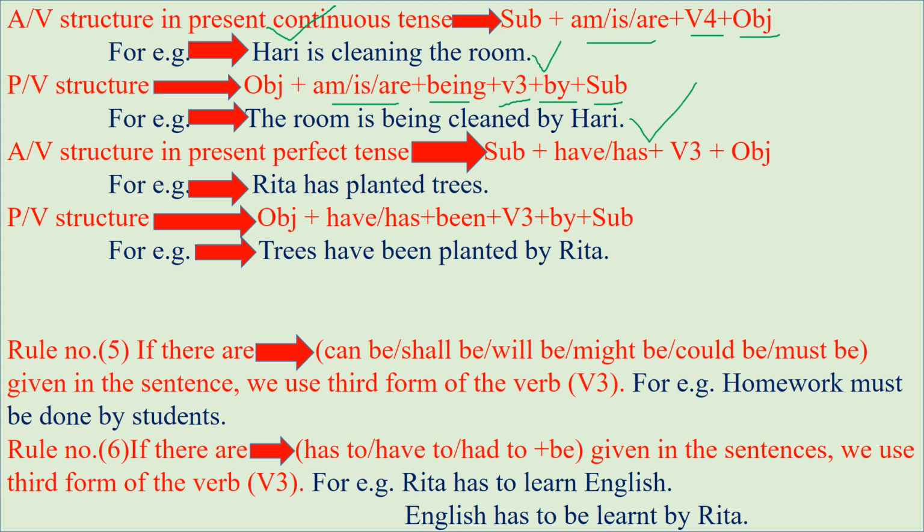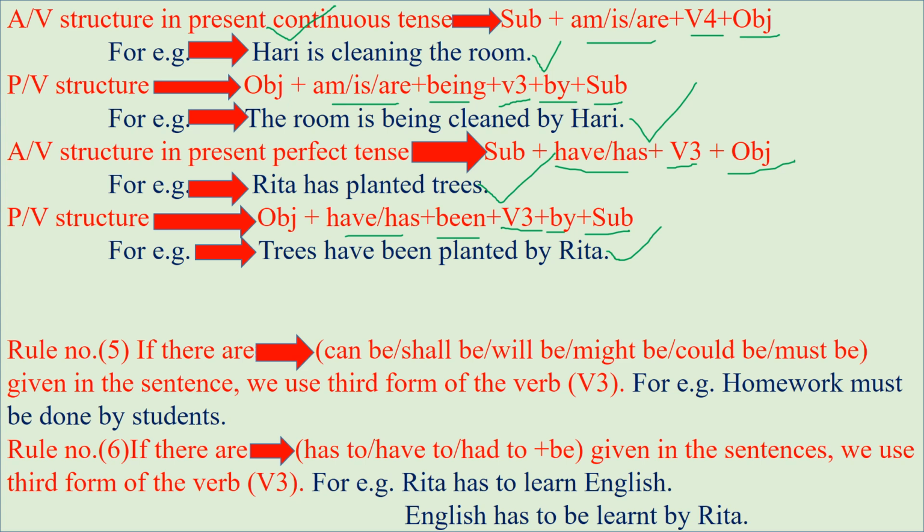Active voice structure in present perfect tense is subject plus have, has plus verb 3 plus object. For example, Rita has planted trees. Passive voice structure is object plus have, has plus been plus verb 3 plus by plus subject. For example, trees have been planted by Rita.